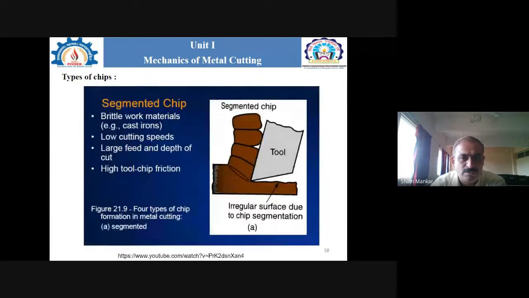Again, in the last lecture we discussed the types of chips. This is the segmented type of chips, and the parameters responsible for the formation of such chips. The figure shown in figure A on the right hand side of slide number 58, and the details of the different parameters responsible for the formation of segmented type chips, are mentioned on the left hand side of your screen. This is what we already discussed for the segmented type chips.